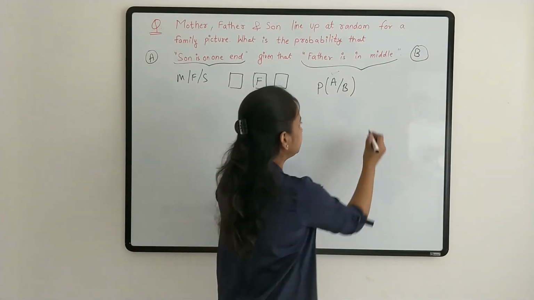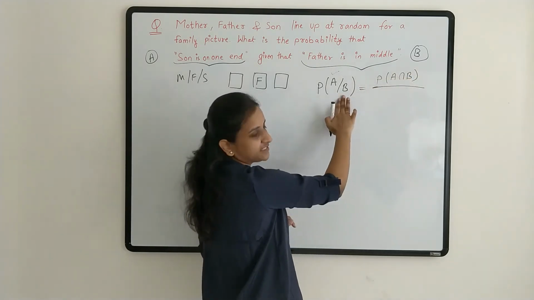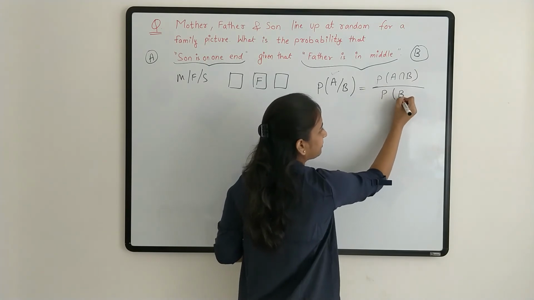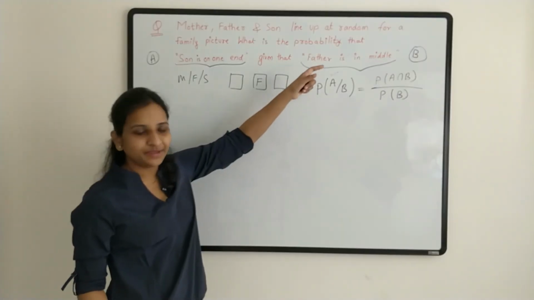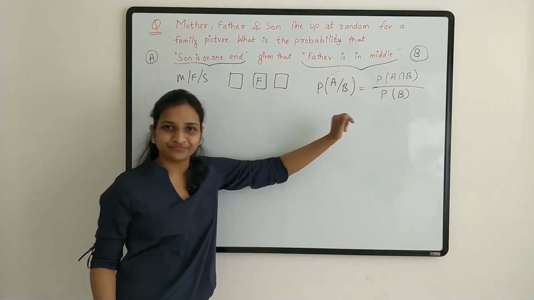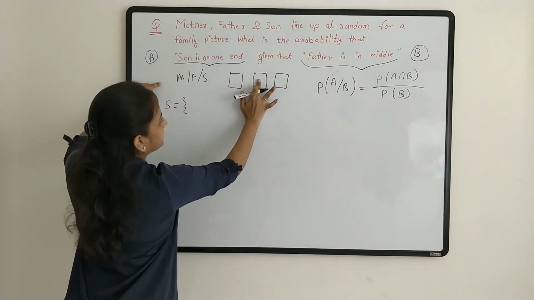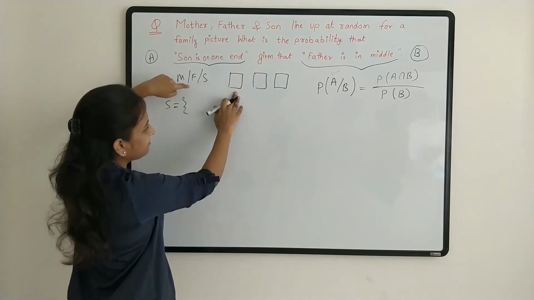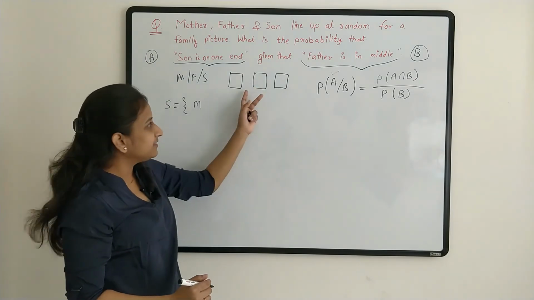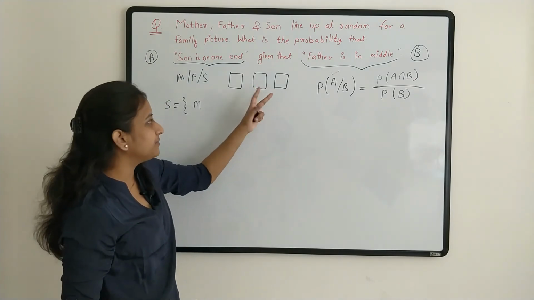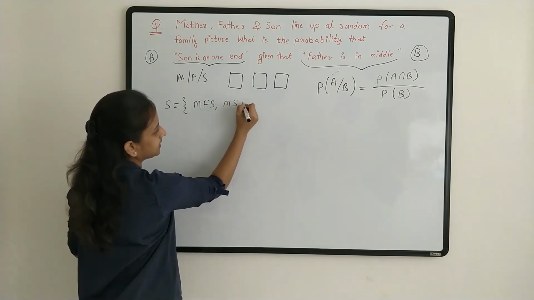So the formula for this is probability of A intersection B divided by whatever is the happened event, put it in the denominator, probability of B. Now first find the sample space, let's find event A and event B, then we find this, then this. Fine. Now the sample space will be, see here, I am fixing mother in the first position and father and son in these two positions. Then I will get two ways. I can keep them in two ways. So what are the outcomes? Mother, father, son, and mother, son, father.